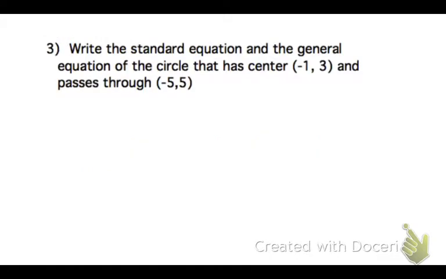In number 3, write the standard equation and the general equation of the circle that has a center at negative 1, 3 and passes through negative 5, 5. So this one's slightly different because it does not give us the radius. So if it's the center, then we have h and k. Negative 5, 5 is just a point, which means that's going to be x and y. So we can plug into our equation of the circle.